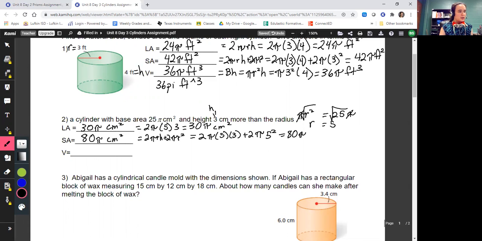And then we want to find volume. So our formula is area of the base times height. Remember, the formula for area of base is pi r squared. So we've got pi r squared times our height. When we fill that in, it's pi times our radius of 5 squared times our height, which is 3. And that gets us 75 pi centimeters cubed.